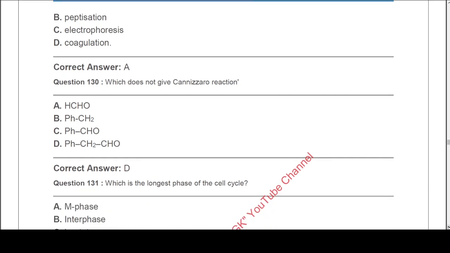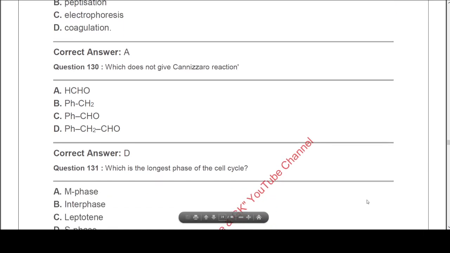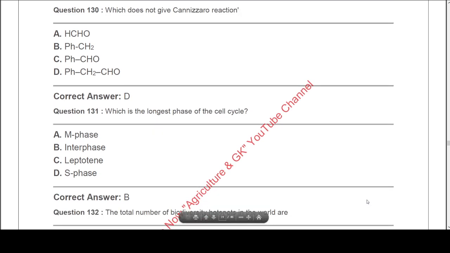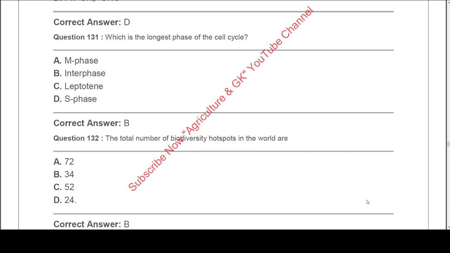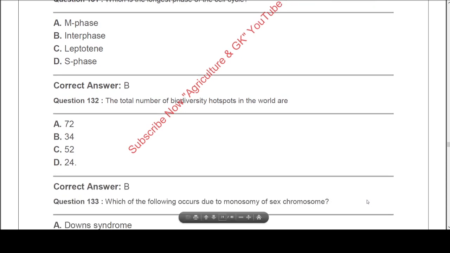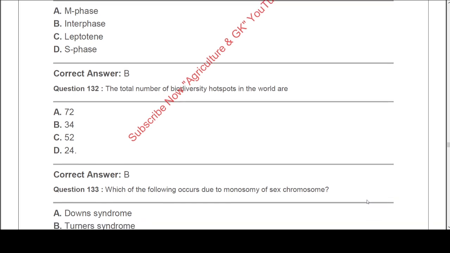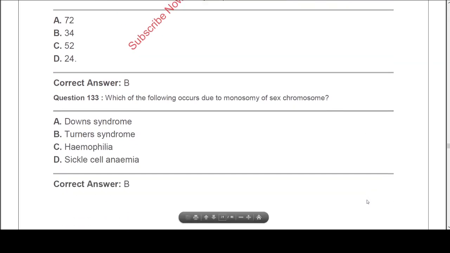Which is the longest phase of cell cycle? It is definitely interphase. The total number of biodiversity hotspots in the world are option B, 34. Which of the following occurs due to monosomy of sex chromosome? It is option B, Turner syndrome.